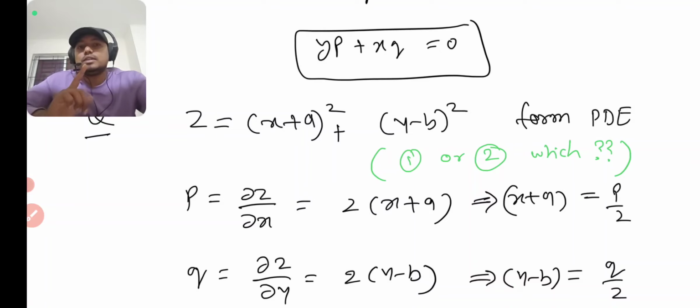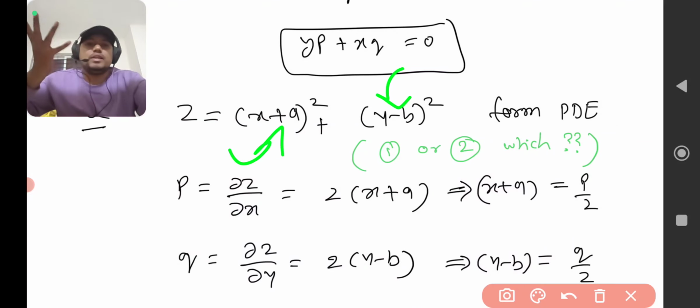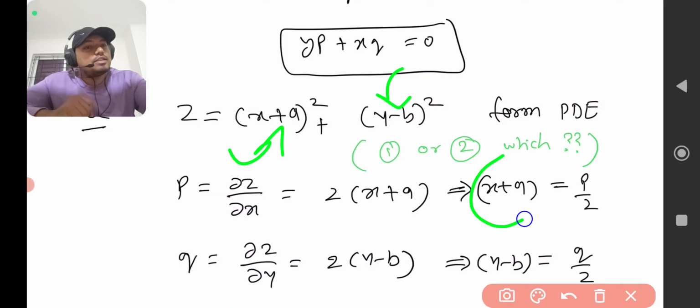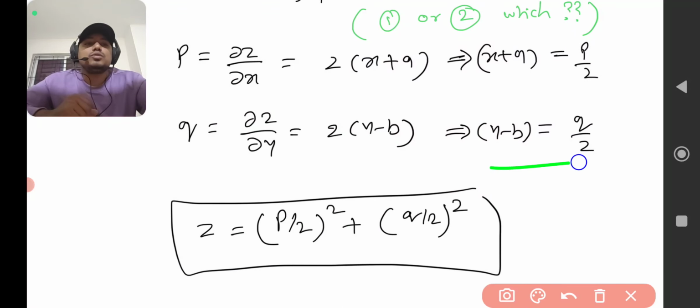Then you have this equation, right? First equation. In this first equation itself you substitute, anywhere you can substitute, because we just want to remove. So when you see the trick here, when you differentiated for x, you got the p, and from that equation you found x plus a in terms of p, that is p by 2. Similar thing we saw here, y minus b also we got.